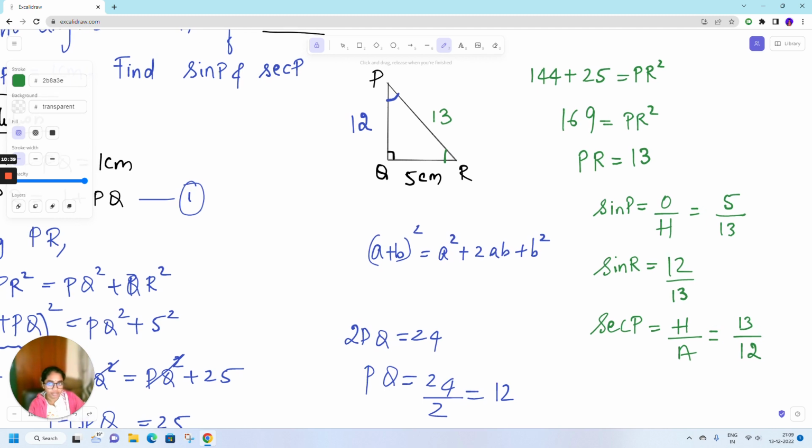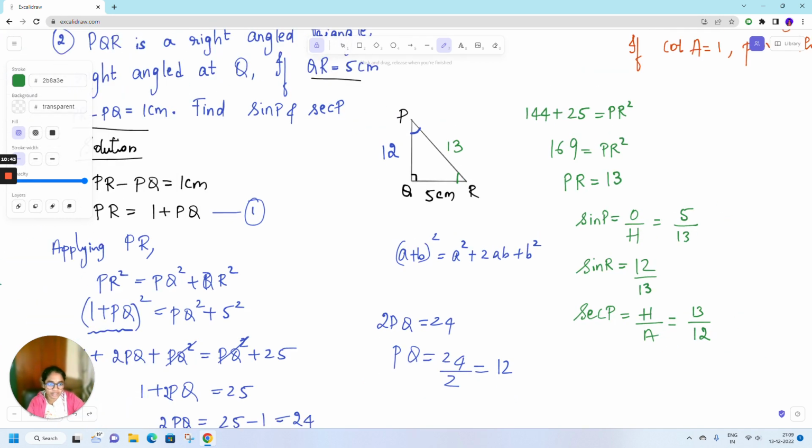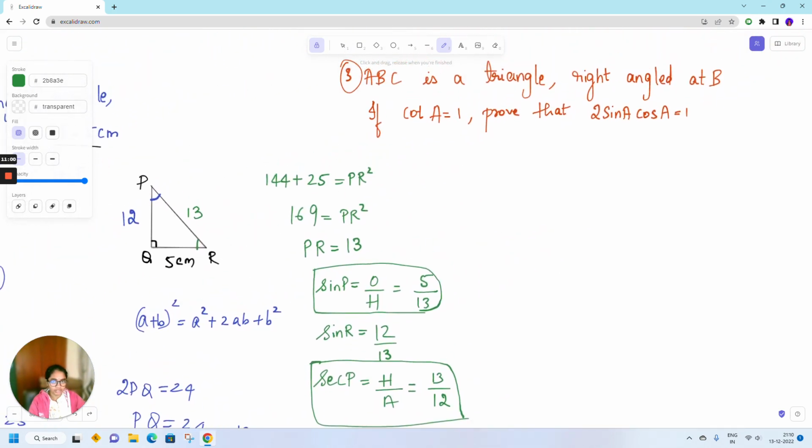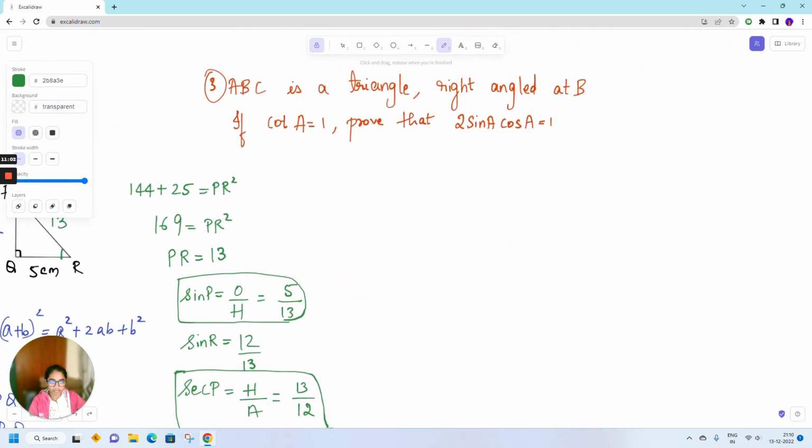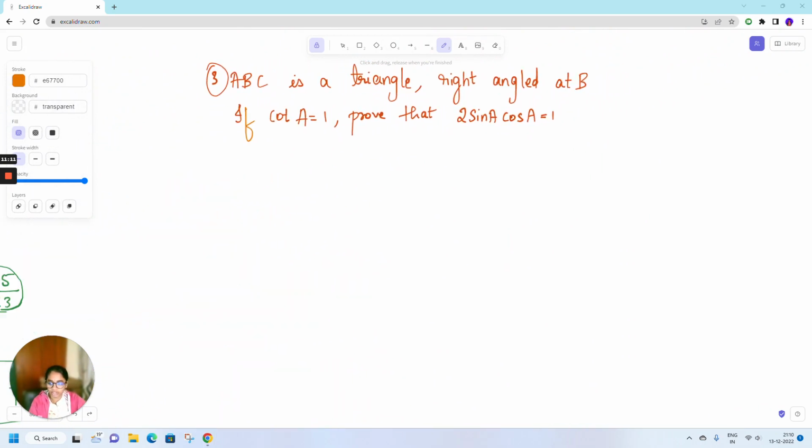Now, they had asked us to find sine P. So sine P is 5 divided by 13. And what is our secant P? It is 13 divided by 12. Okay, moving on to our next question.